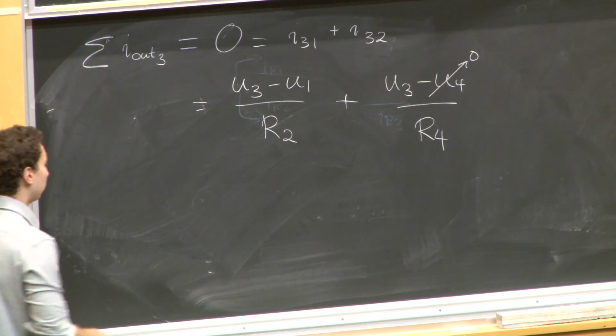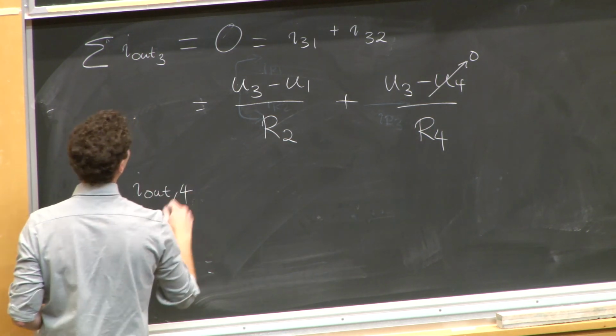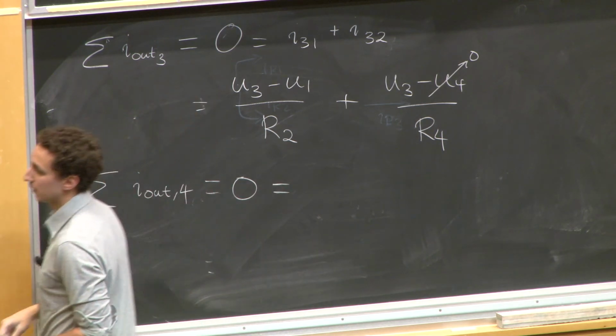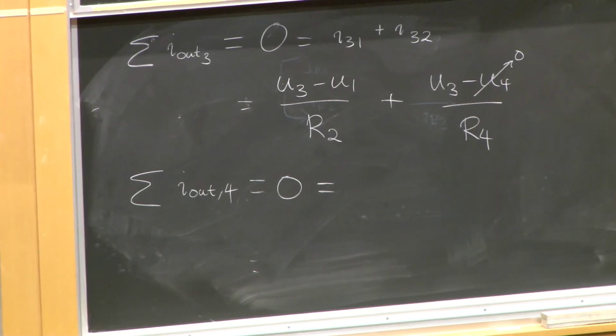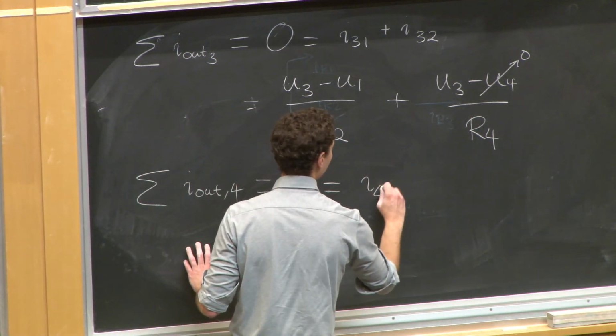Okay, now we've got this last one at node 4. Again, the currents out are equal to 0. And here we've got current, let's call this I41, I42, and I43. So all of them are going out. I41 to the left, I42 up, I43 to the right. And again, I'm going to need help here.